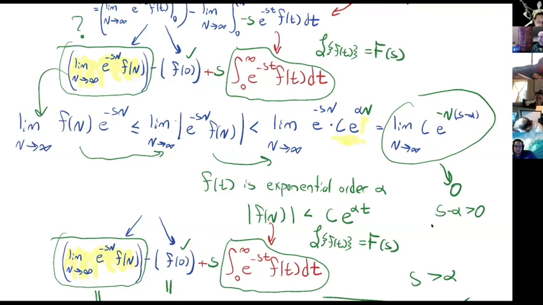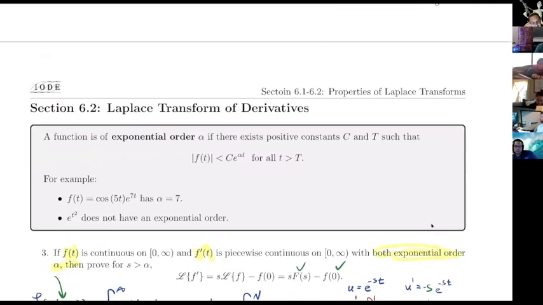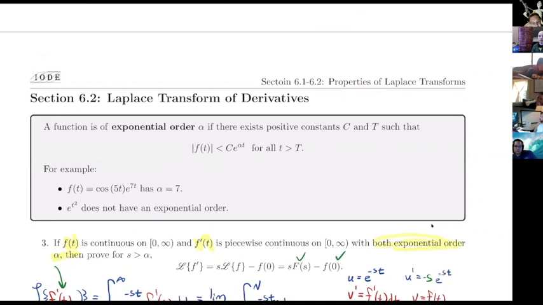Any other questions? So because f of t is of exponential order alpha, the function c e to the alpha t is greater than f of t, f of n, for big stuff. For big stuff, that's right. And that's all we care about here is big stuff. And then what is exponential order again? Does it have to have e to the alpha t in it? It just means that for large values of its input, the function is going to behave like an exponential function of power alpha t.